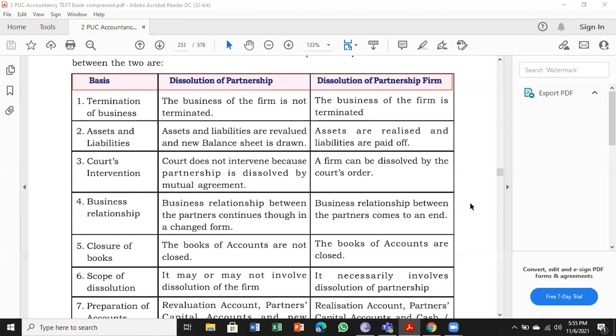See the words therein, partnership and partnership firm. Firm is the one you have to check. Firm means business. So business is closed in the second one. In the first one, only the partnership is closed.